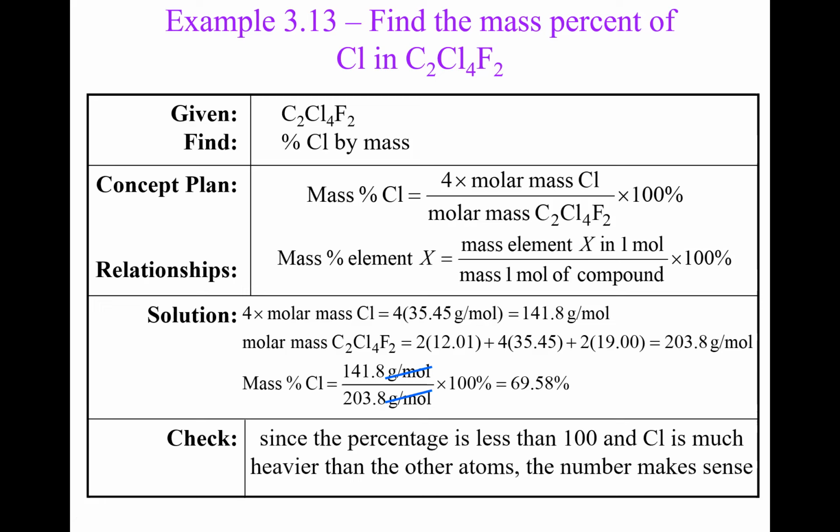Does this make sense? Yeah, it's less than 100. Obviously, the percent has to be between 0 and 100. Carbon and fluorine are both lighter, and together, 2 and 2, there's 4 of them, so the number of atoms in chlorine is the largest. The chlorine is the heaviest, so the percent should be the largest, well over 50%. So that one makes sense. On some of these, you can rationalize whether your answer is reasonable and makes sense.